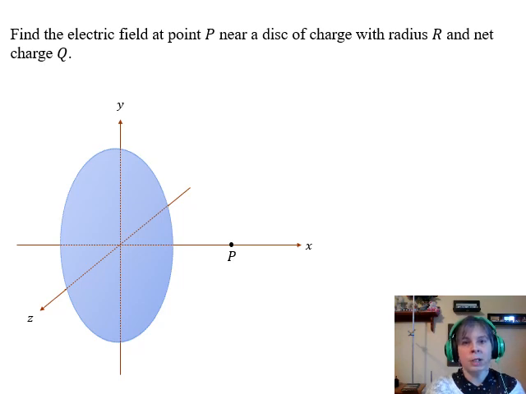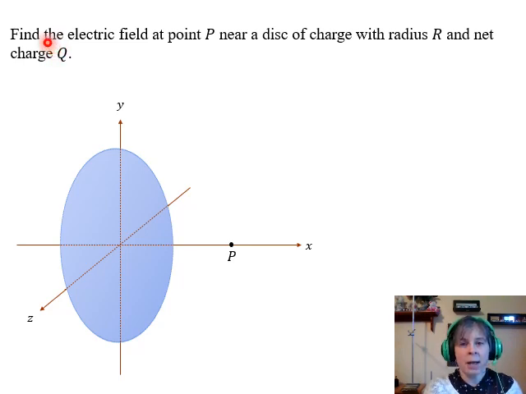Let's move on to two-dimensional objects now, and let's find the electric field at point P, that's on the x-axis, near a disk of charge with radius r, so this is radius r, and net charge q. We're going to assume that the charge is uniformly distributed. We're going to use our same process here.